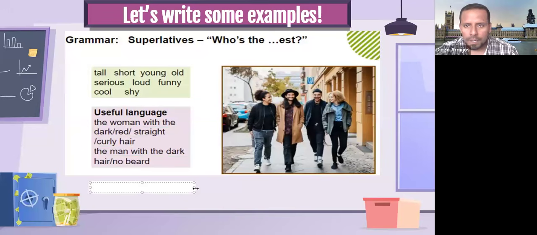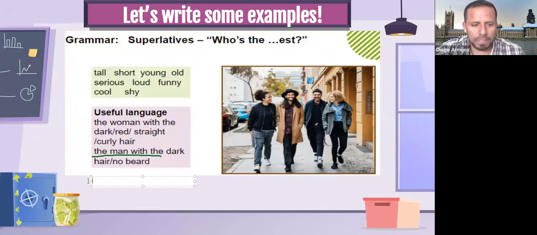I've got to compare this guy over here, okay? I'm going to compare this person. We need to give some characteristics, okay? I'm going to use this language pattern here, the man with the... Pay attention, please. The man with the black hat, or the man with the hat, I would say. The man with the hat is the... I'm going to use the adjective tall, okay? The man with the hat is the tall.